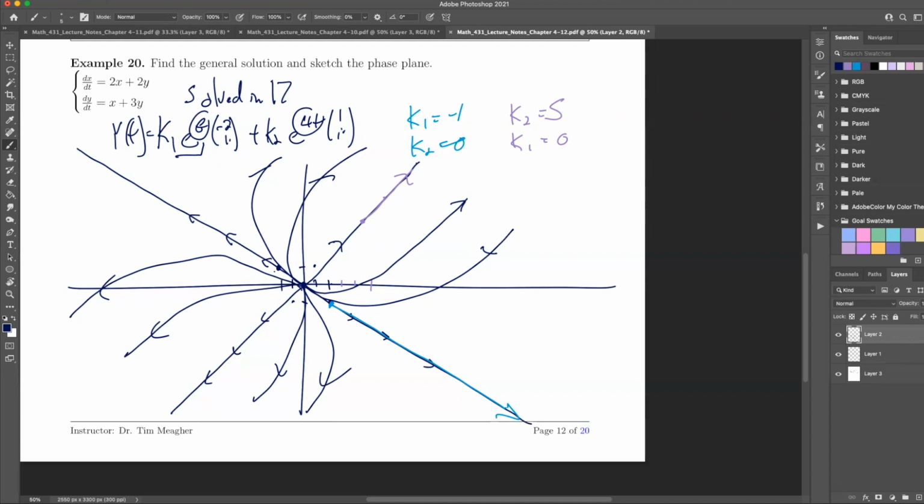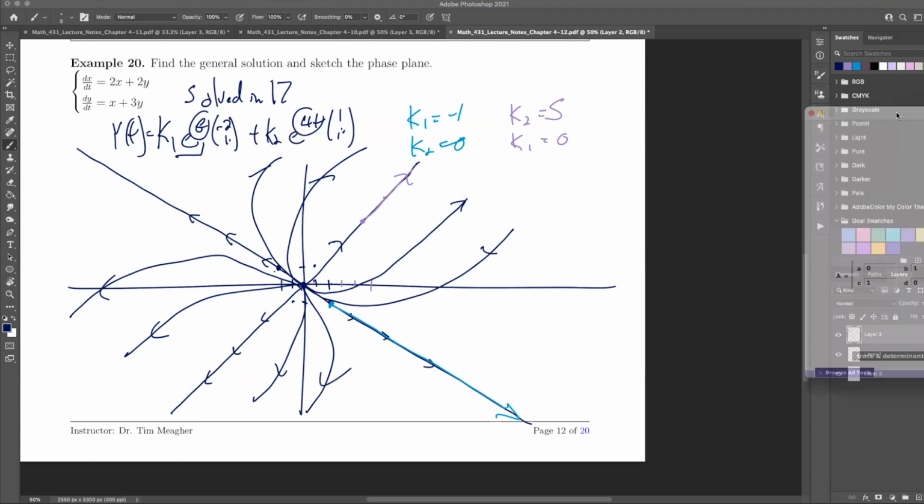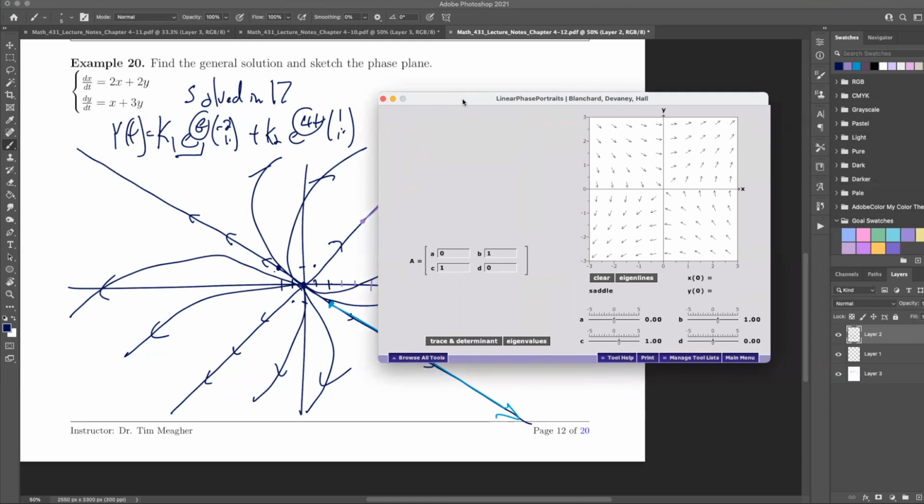Now, so that's how we draw this one. But let me show you how to do it in the computer. All right. What am I looking for? This class, my little program. I also can explain the project right now. It's actually almost a perfect time to explain the project. Maybe explain the project in 2 more minutes. All right, so here I have this cute little program, and it's going to give me linear phase portraits, right?